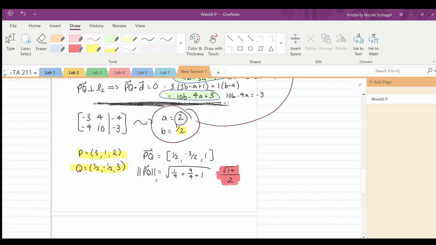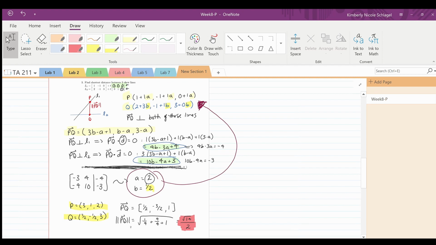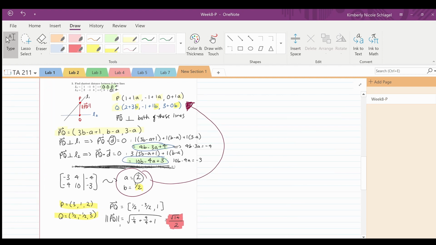Okay, so let's talk about the steps that we did in this problem, because it's kind of long. So when we're trying to find the shortest distance between two skew lines, we're given the equations of the lines. Okay, what we want to find out is if we have some arbitrary PQ here, which is based on our equations of our lines here, what's the shortest distance between them? In other words, what is the length of PQ?